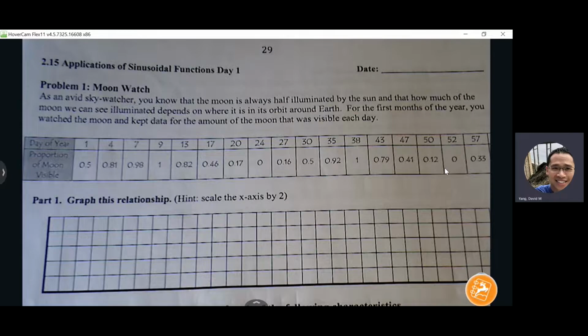Okay, guys, we're done with chapter 2, unit 2, but we still have these word problems to work through. We're gonna have a quiz over this sometime next week, but these are word problems dealing with sine and cosine applications. So page 29 in your packet.